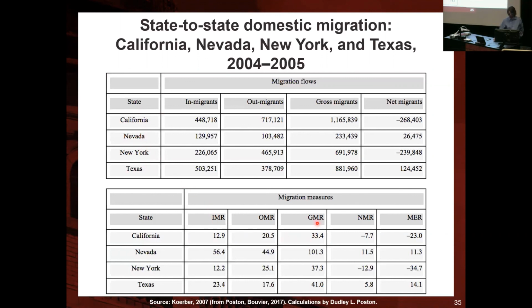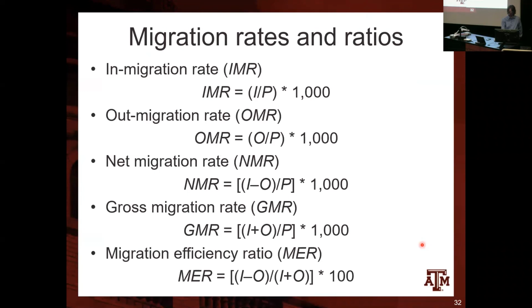And the gross migration rate is this one divided by the population, the denominator. Net migration divided by the population. And the net migration divided by the gross migration rate times 100 is the migration efficiency ratio, right? Which is exactly those rates and ratios that we mentioned before.